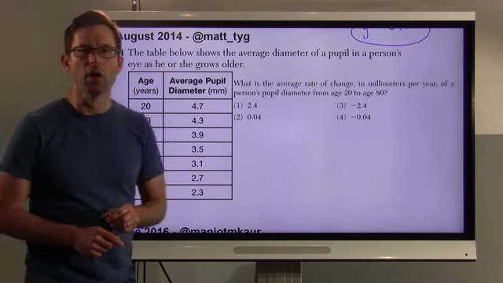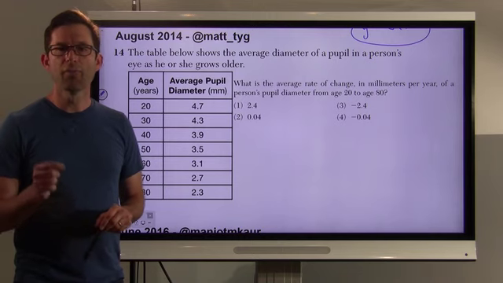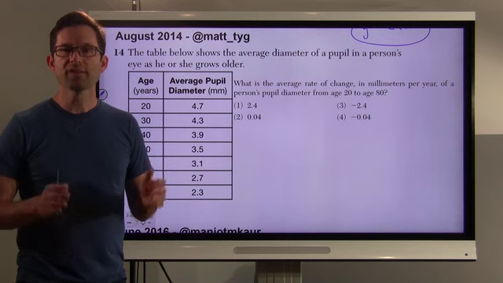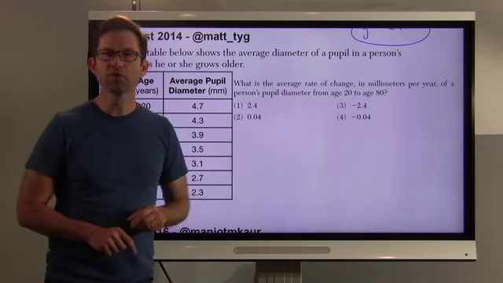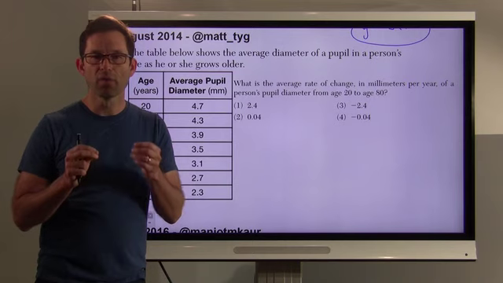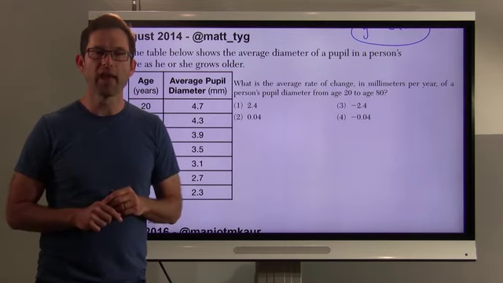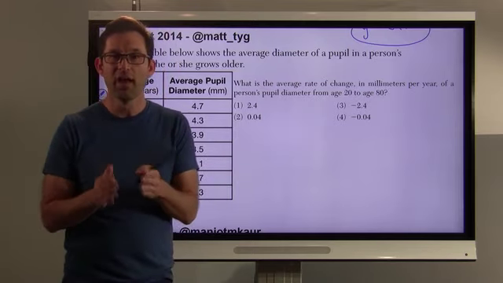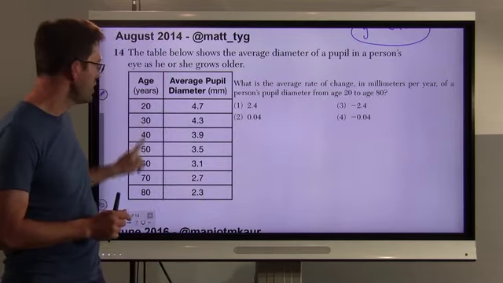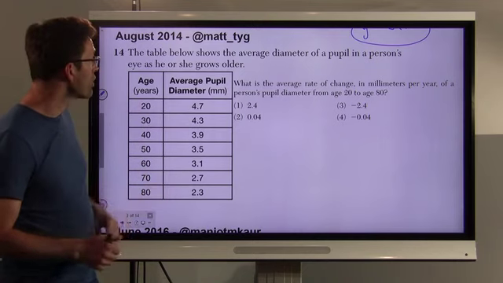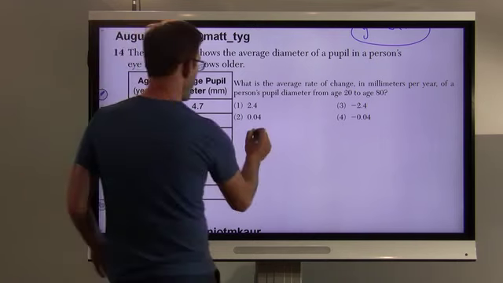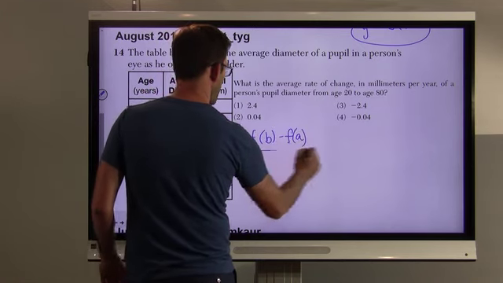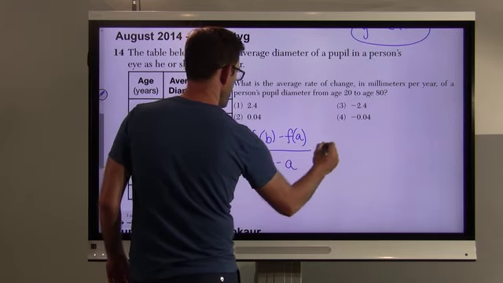14. The table below shows the average diameter of a pupil in a person's eye as he or she grows older. What is the average rate of change in millimeters per year of the person's pupil diameter from age 20 to age 80? So we're really looking for a rate here. How fast is that diameter changing as the person goes from year 20 to year 80? Well, literally, what we're doing in this case, again, is that rate of change formula, f of b minus f of a divided by b minus a, right?